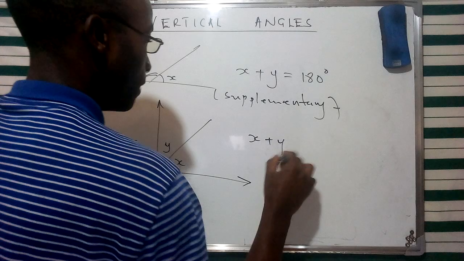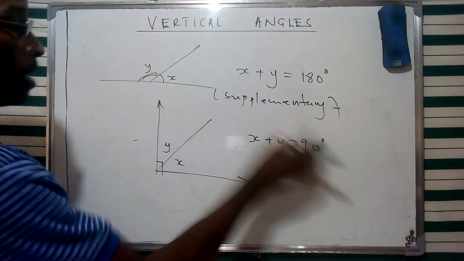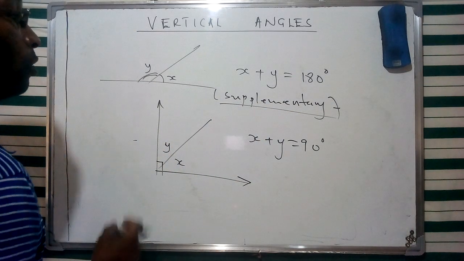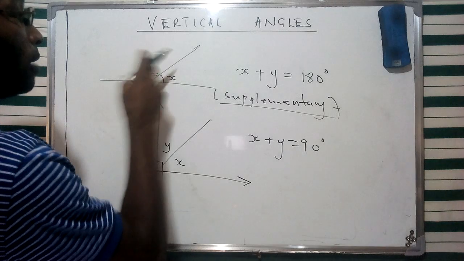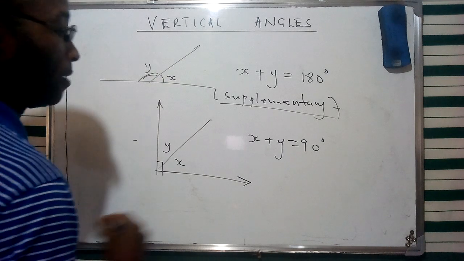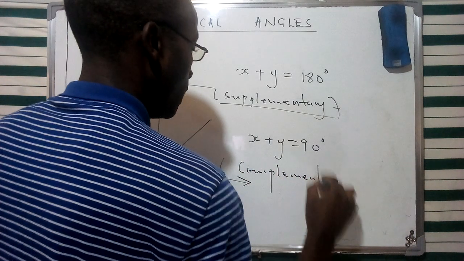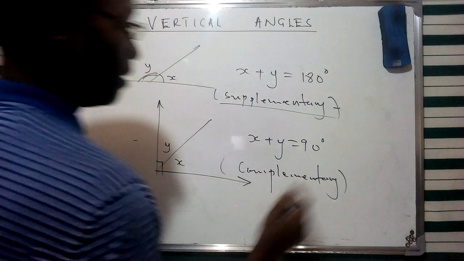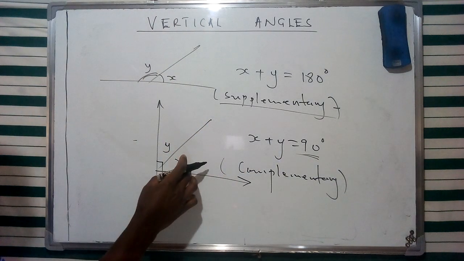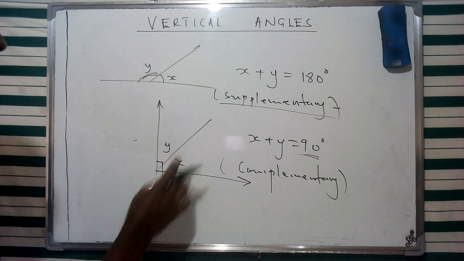So x plus y makes up 90 degrees. A pair of angles that adds up to 180 degrees is referred to as supplementary angles. So y is a supplementary angle to x, and x is a supplementary angle to y. And for complementary angles, the sum of these angles adds up to 90 degrees. In this case, we can say that x is a complementary angle to y, and y is a complementary angle to x.